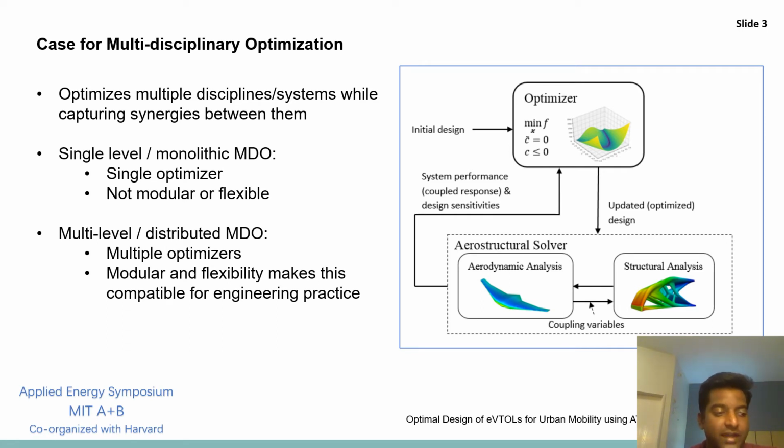On the other hand, we also have distributed MDO methods or multi-level MDO methods, where we use multiple optimizers, and it can be formulated in such a way that we can use an individual optimizer for each different discipline or subsystem. And because we are using individual optimizers, we have the flexibility of using whatever optimization algorithm we want for every discipline. Apart from that, these can also be more modular, and that makes them more compatible for implementing these methods in engineering practice.